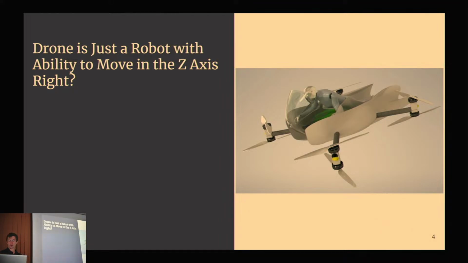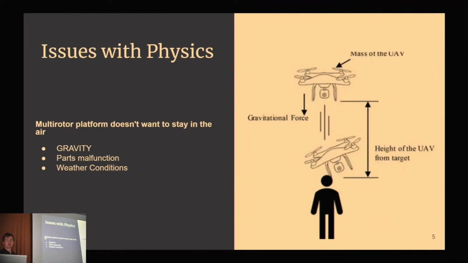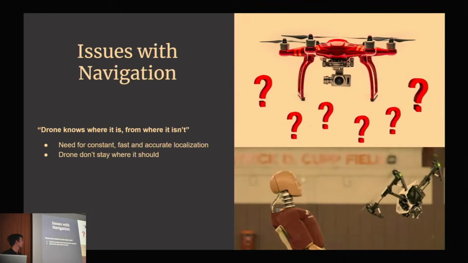So what do people do to solve this issue? Also, I didn't mention there are small problems with gravity, because a drone doesn't want to stay in one place itself. It wants to drift away. If anything breaks, for example, one of the motors just shuts down, it means the drone will fall down. That's the downside of flying drones. And the weather conditions are not favorable for all flying drones.